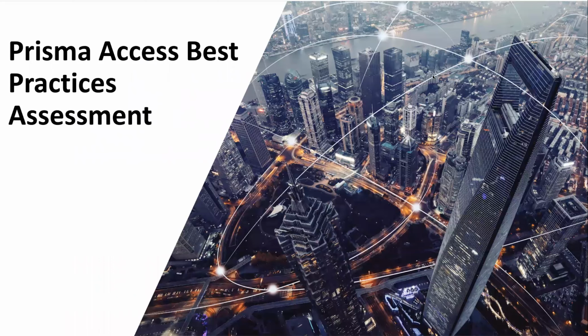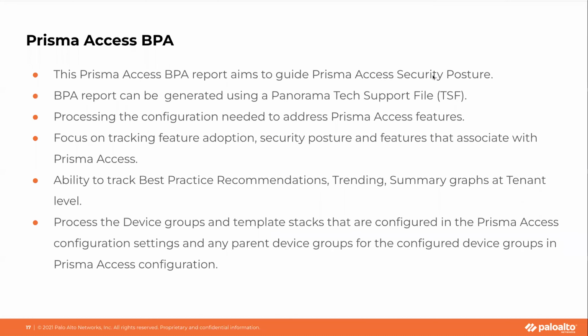As I mentioned, the BPA tool was already available with the Palo Alto Networks next generation firewall and the Panorama. The same tool we are using for Prisma Access. We have introduced this feature for Prisma Access, and the aim is to guide the Prisma Access security posture. Same, you can generate the report using your Panorama tech support file. This BPA report I'm talking about is only for Prisma Access Panorama managed. I will talk about the cloud managed at the end.